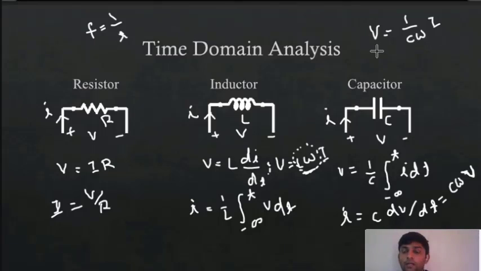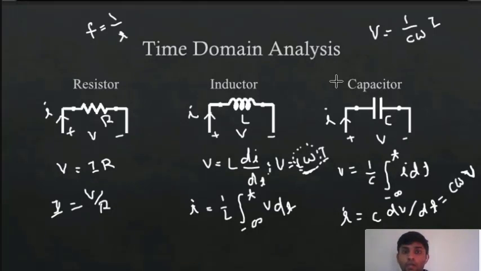Now from this relation, if we are talking about initial condition, at initial stage your frequency will be infinite. So if this is infinite, it means your capacitor will behave as a short circuit. And in case of t equal to infinite, your omega will be 0, and in that case your capacitor will behave as an open circuit.